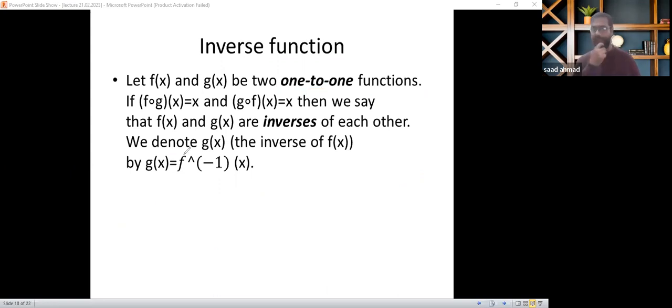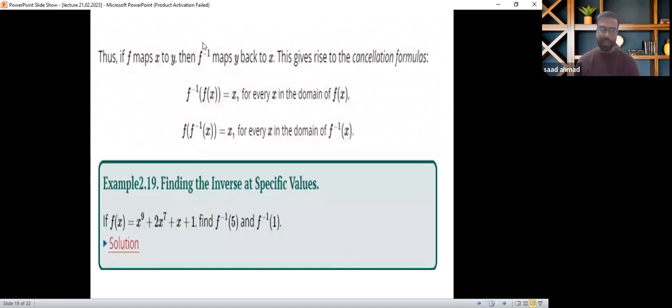So the criteria is how we can check if two functions are inverse. We do the composition of those functions, f of g of x and g of f of x, and the answer for both of them should be x.